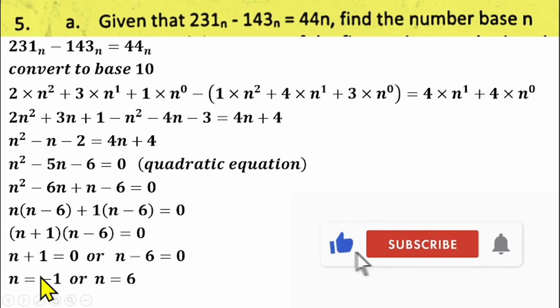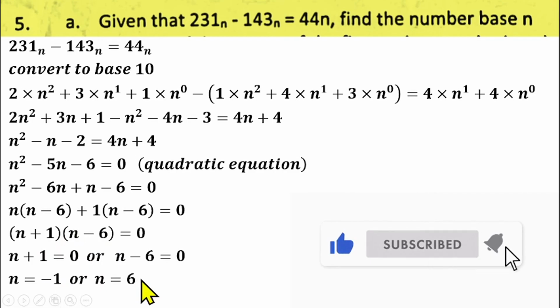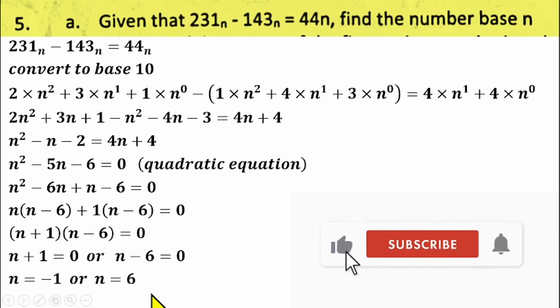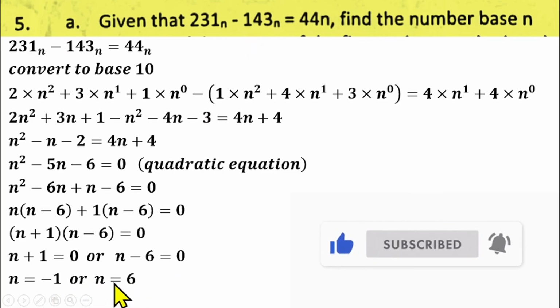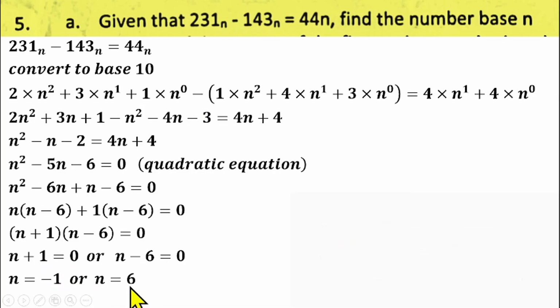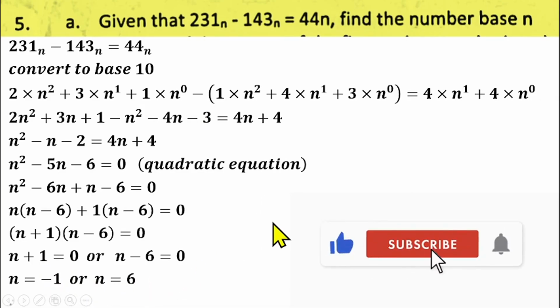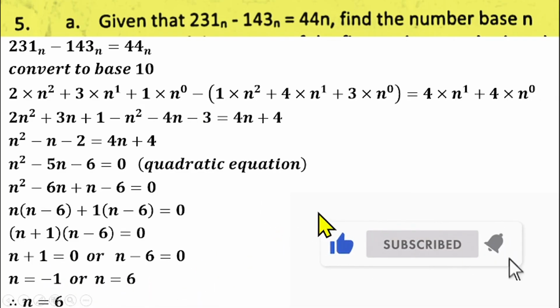n will be equal to, take 1 to this side, you have minus 1. n is equal to, take minus 6 to this side, it becomes 6. So our n is either minus 1 or 6, but the base can never be negative, so that means the base has to be positive. So therefore n is going to be 6. So that's for question number 5a.